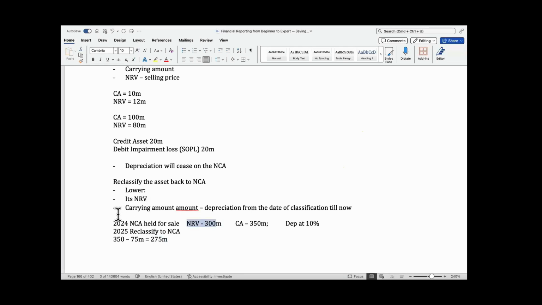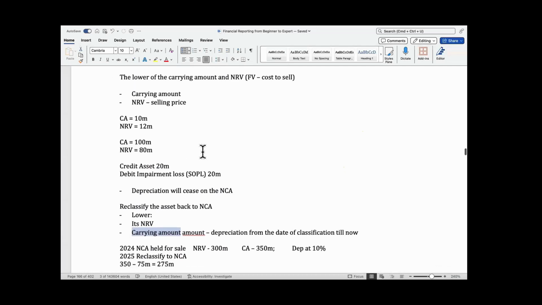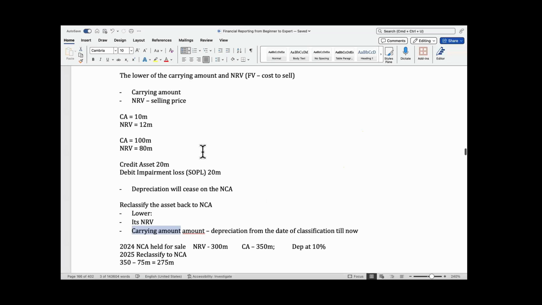So when you classify a non-current asset held for sale back to its normal non-current asset, it is usually measured at the lower of its net realizable value and its carrying amount minus depreciation from the date of classification till now. Okay, that is everything around measurements. Let's look at some questions.